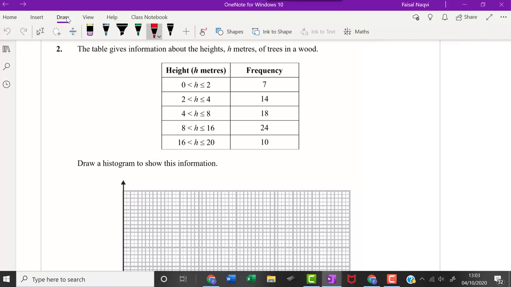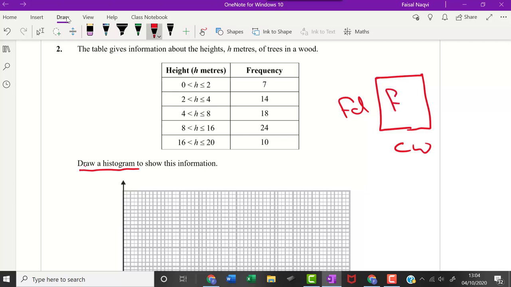In this question here, we have some height of trees with their frequencies, and we're told to draw a histogram. Whenever I have a histogram question, I think about a rectangle, which represents the bar that you normally get on a histogram graph. The x-axis is always the class width. The y-axis is always the frequency density, and if I multiply them together, I get the area of the rectangle, which is the frequency.